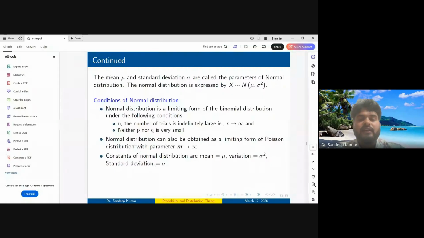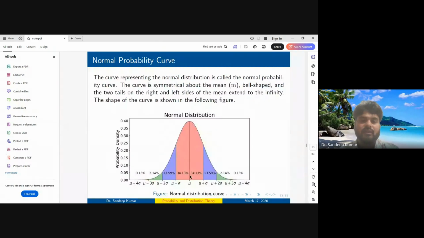The normal distribution can also be obtained as a limiting case of the Poisson distribution with parameter m tending to infinity. This is the beauty of the normal distribution. The constants of the normal distribution are the mean mu, the variance sigma squared, and the standard deviation sigma. Here this is the normal probability curve. This is the bell-shaped curve, centered at mu, and most values lie within that interval of the normal distribution curve.